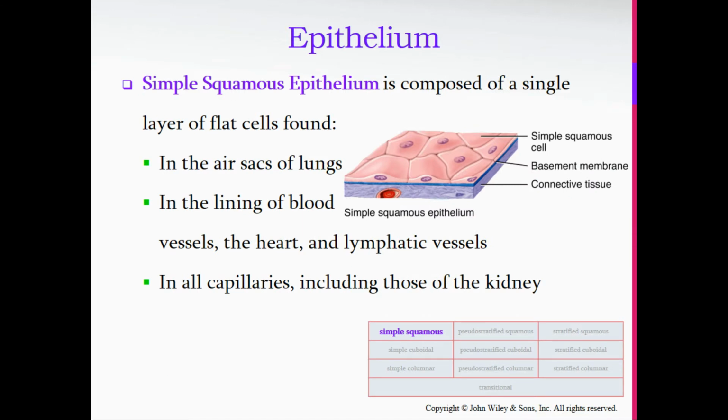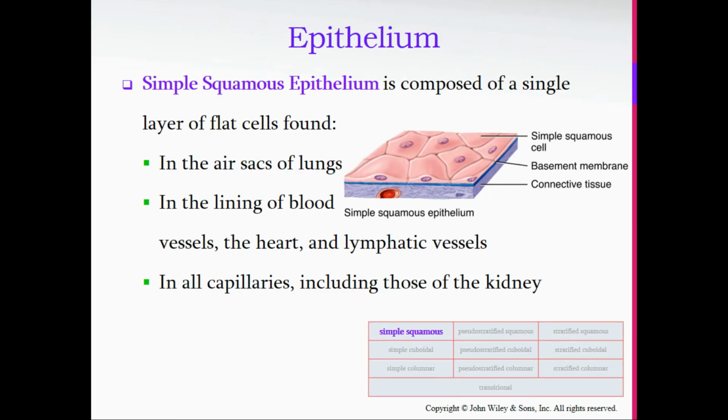So let's talk about the different kinds of epithelial tissue and where you will find them. The very simplest is simple squamous. This is a single layer of flat cells. We find them in the air sacs of the lungs, which are called the alveoli. We find them in the lining of blood vessels, which makes sense because blood vessels are thin, and in areas where you're going to need gases and nutrients to diffuse. So you need a thin layer of epithelial tissue for that to happen.